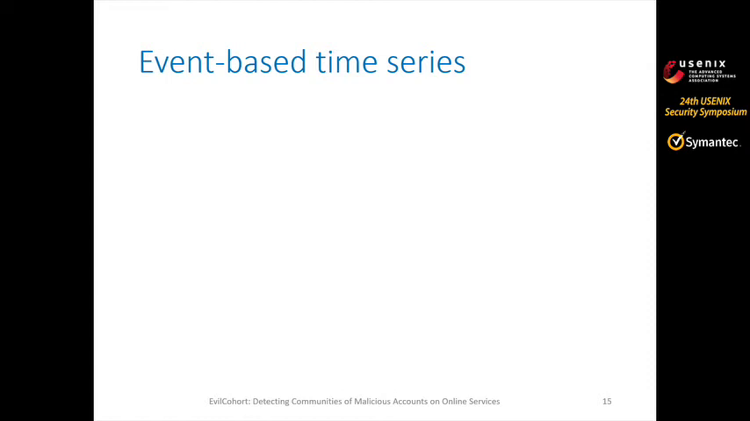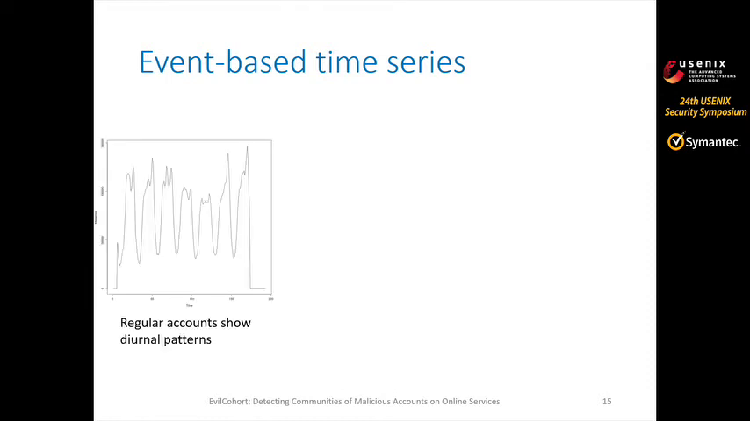So we looked at the event-based time series. So here we have basically graphs like this. This is for legitimate accounts. On the x-axis, we have time, and on the y-axis, we have activity. In this case, activity is the number of login events on this dataset. And as you can see, regular accounts show very clear diurnal patterns. So they are very active during the day and not very active during the night. This is what happens on pretty much most online services.